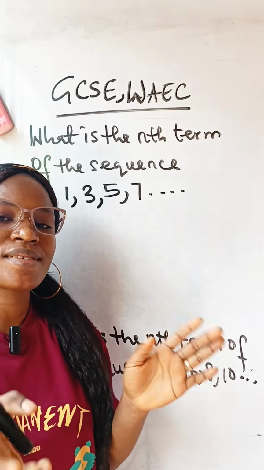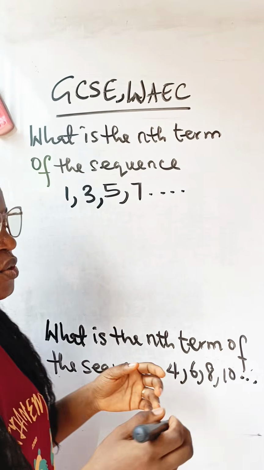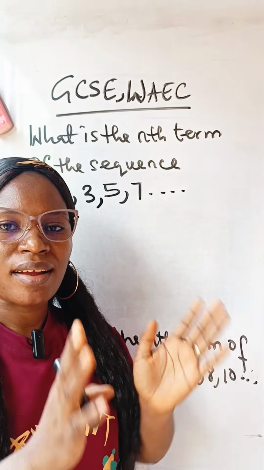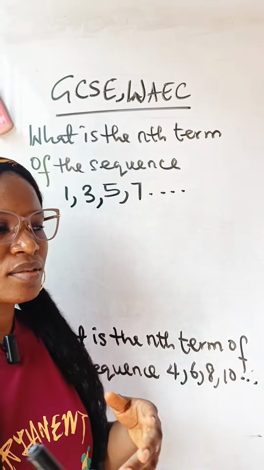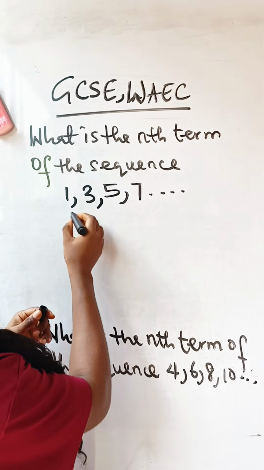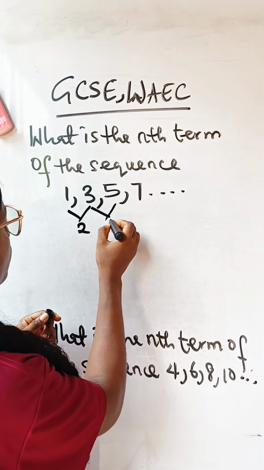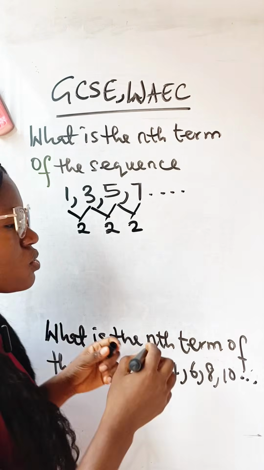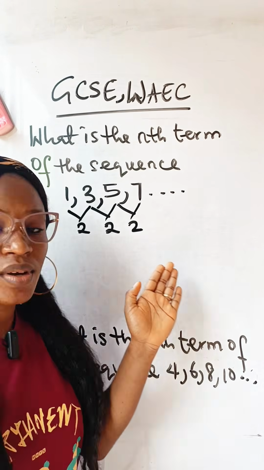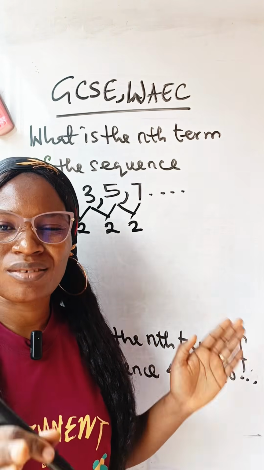First, you need to understand what a sequence is. A sequence is a set of numbers that are organized, all right? They follow a specific pattern. For example, this is a sequence because you notice that the difference between all of them is what? 2. Though this is a linear sequence, I will explain the other one in another video.